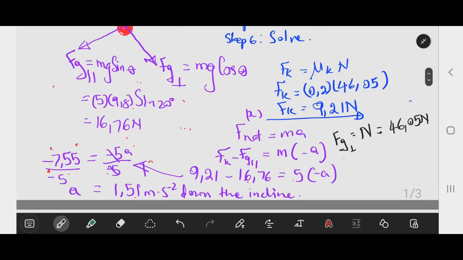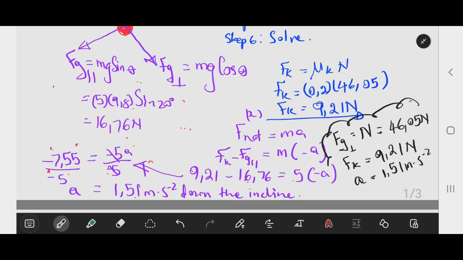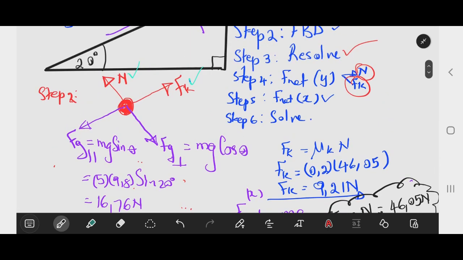And then the friction that we have obtained is 9.21 newtons, and we have obtained an acceleration of 1.51 meters per second squared. So this is what we have calculated from our analysis when theta is equal to 20, right?